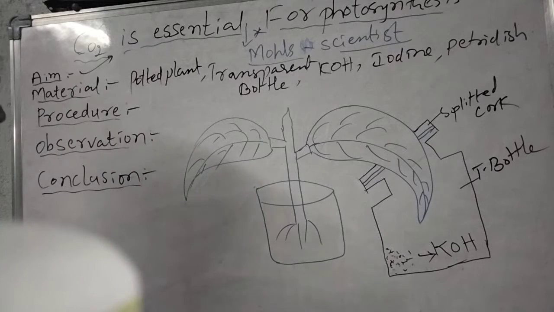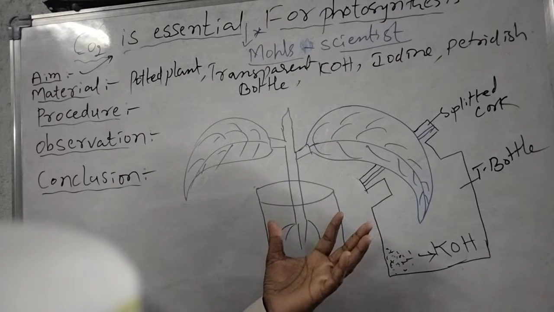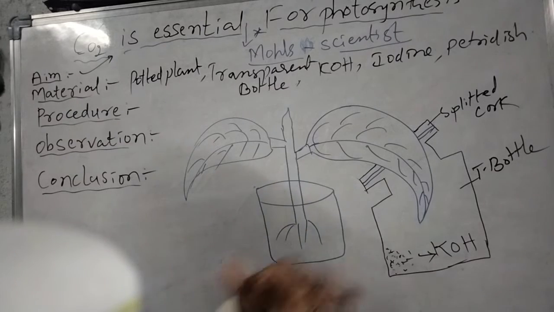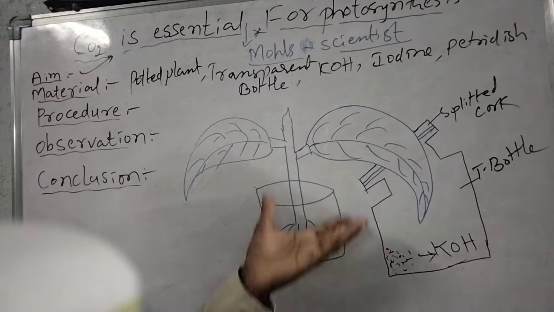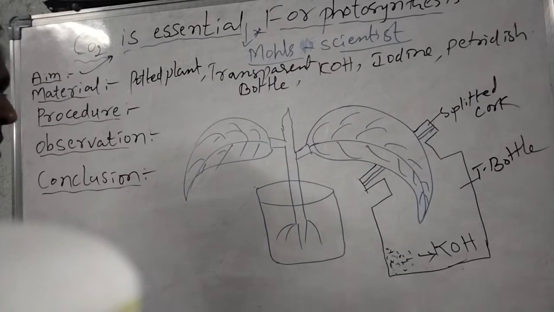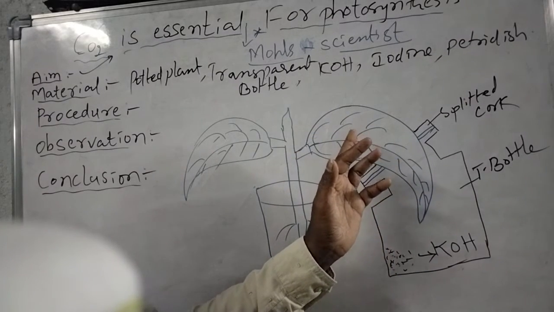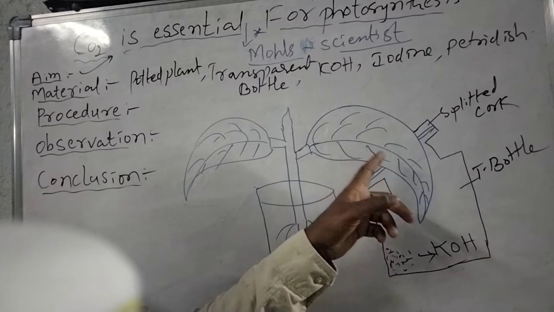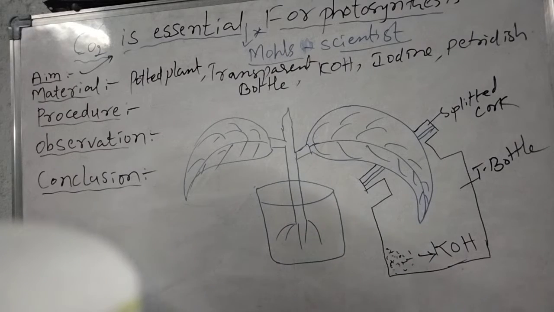And another one is procedure. In the procedure, first we select the potted plant, and it is kept in the dark room for a few days, 3 to 4 days. Then again it is taken out from the dark room and kept in the presence of sunlight, and we select one healthy long leaf. This healthy long leaf is to be inserted into the transparent bottle through the split cork.